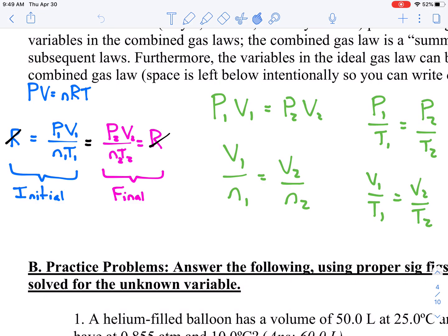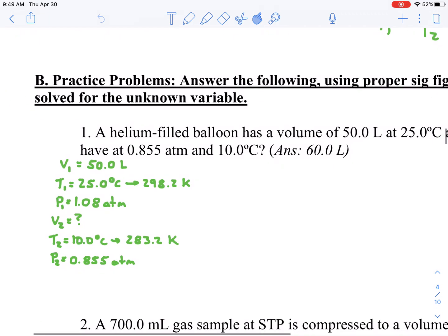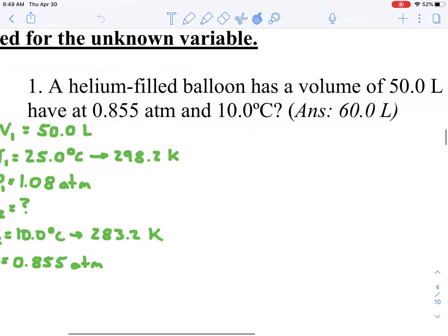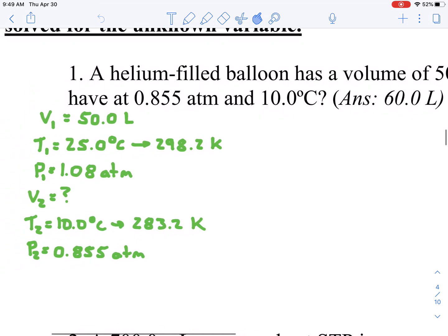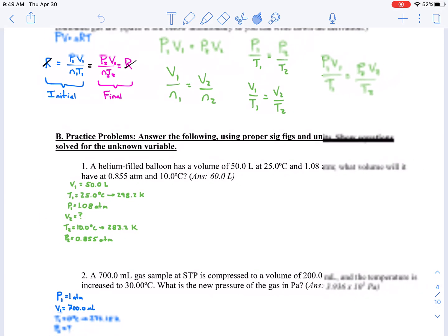But if you want to pause and find these variables, feel free. So what I mean by that is looking at number 1, if you look at the question, you can see that V1, you're given an initial volume of 50 liters, you're given an initial temperature. I've already converted that to Kelvin because we know we need to use Kelvin for gas laws. We're given an initial pressure, and so on. So if you look at this list of variables, you'll notice that you have initial pressure, volume, and temperature, and final pressure, volume, and temperature.